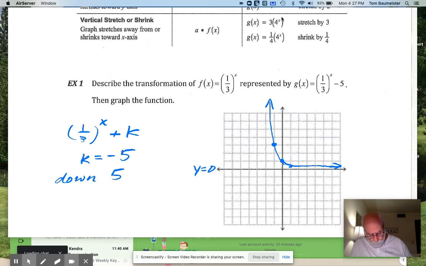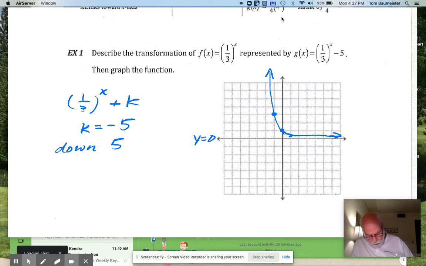All right? So when we do our next one here, one of the things that you can see is if I'm going to go 5 down, even my asymptote is going to go 5 down. So I can easily go from here, go 1, 2, 3, 4, 5. And there's my new asymptote.